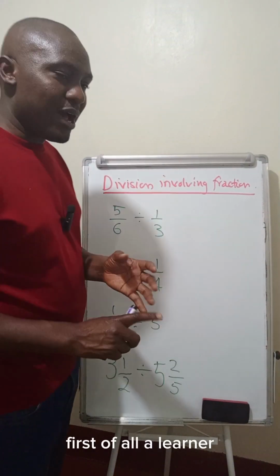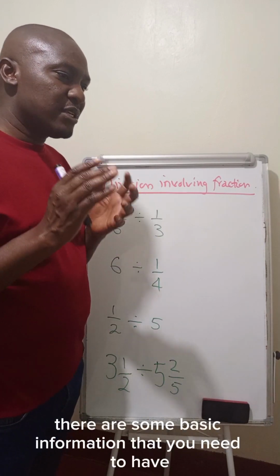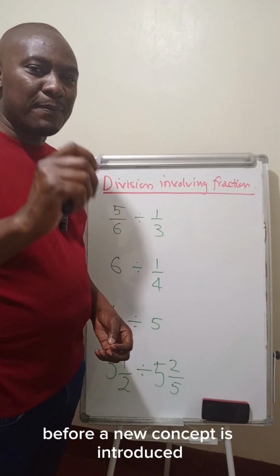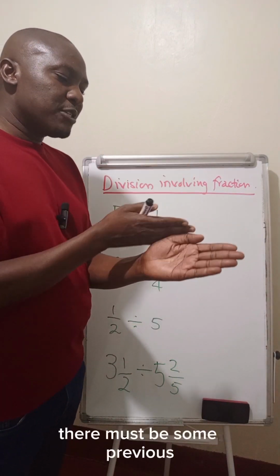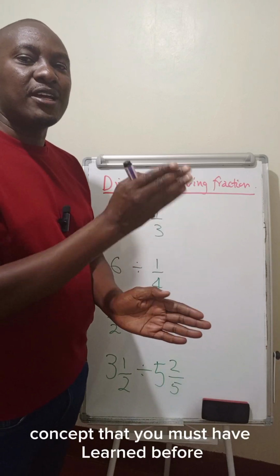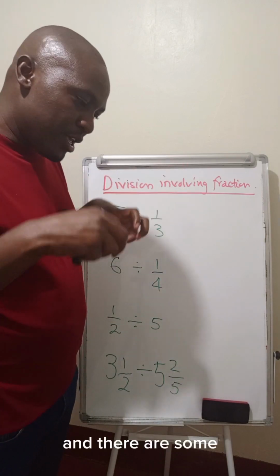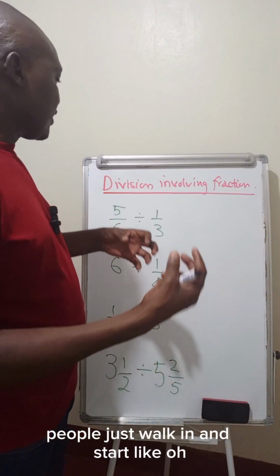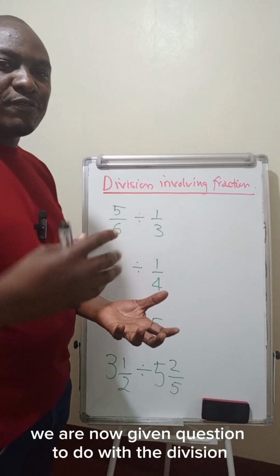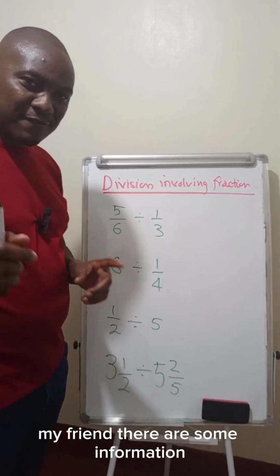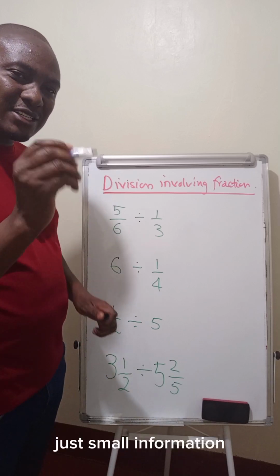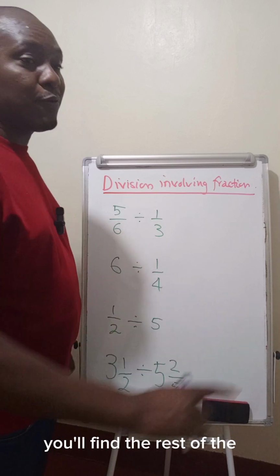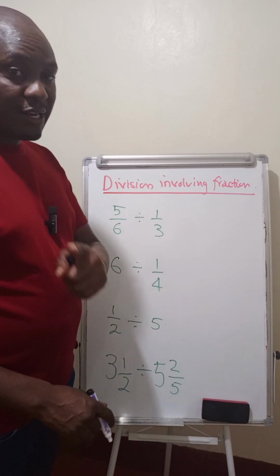First of all, learner, there is some basic information that you need to have before a new concept is introduced. There must be some previous concept that you must have learned before. People just walk in and say, oh, we are now given a question to do with division. My friend, there is some small information. The moment you get it, you'll find the rest of the concept is very easy. Let's look at this.